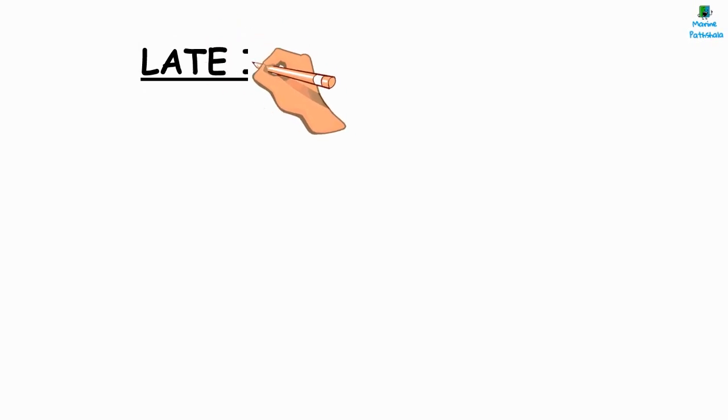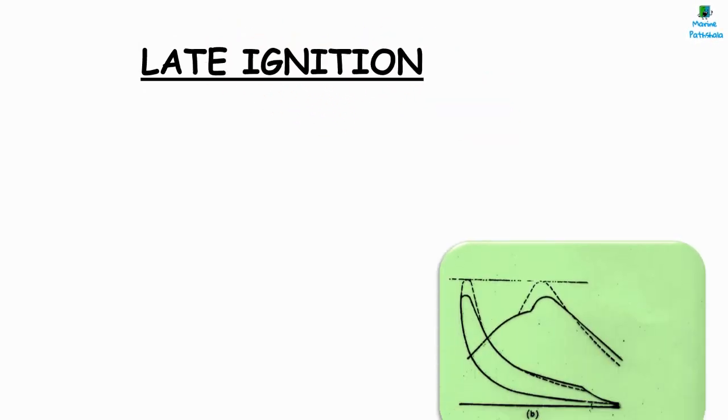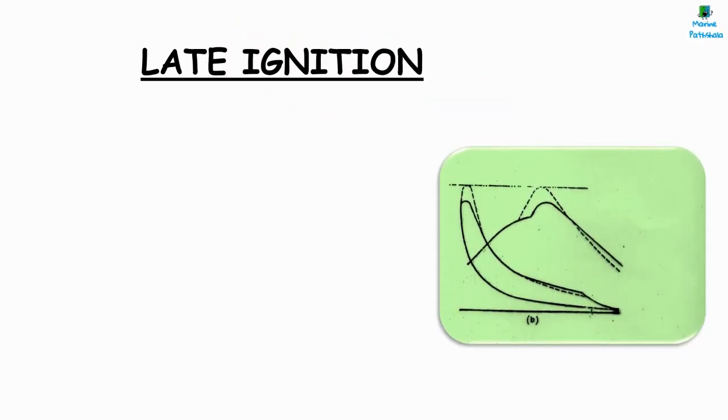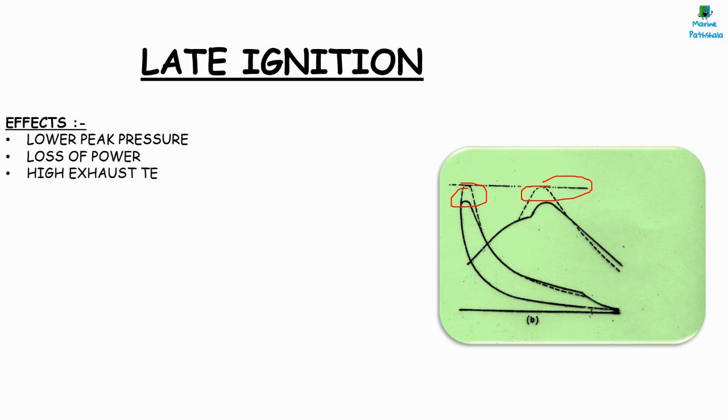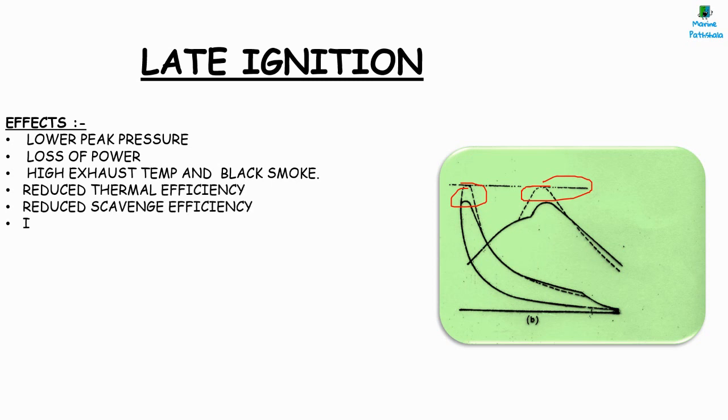Late ignition. Here in the diagram, we can see that there is a drop in the peak pressures in the power card and the draw card. The effects of late ignition are low peak pressure, loss of power, high exhaust temperature and black smoke, reduced thermal efficiency, reduced scavenge efficiency, and increased specific fuel oil consumption.